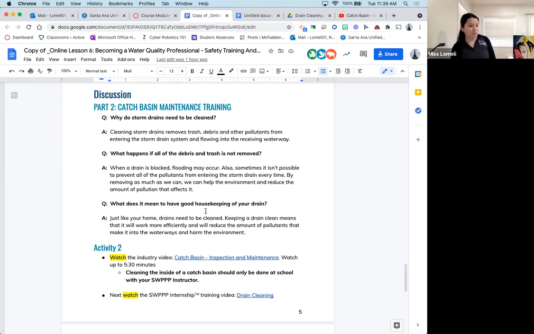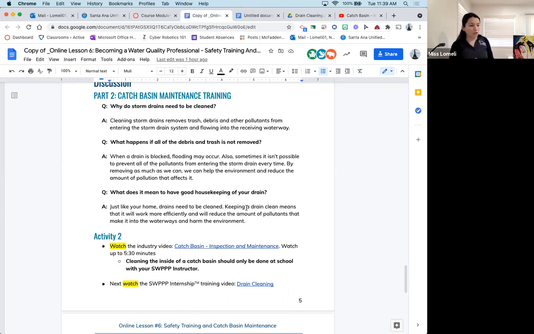What does it mean to have good housekeeping of your drain? Just like your home, drains need to be cleaned. Keeping a drain clean means that it will work more efficiently and will reduce the amount of pollutants that make it into the waterway and harm the environment.